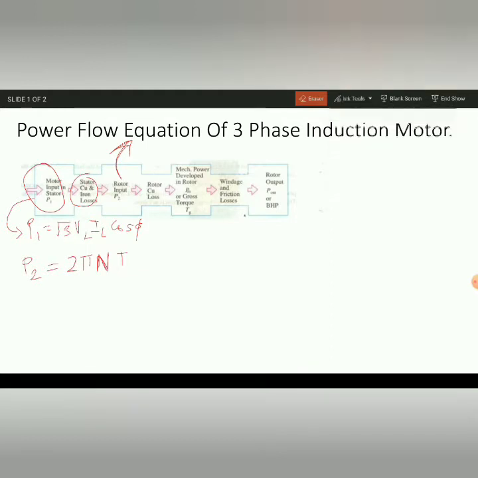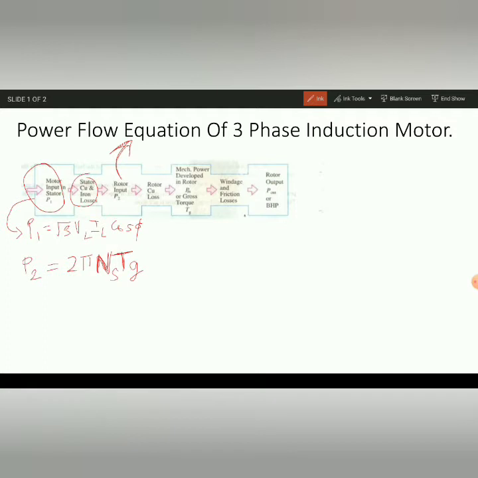Okay, 2 pi nT. Now we have to think about which speed and which torque we will be getting, because now, excluding the stator loss, it is coming to the rotor. When it is coming to the rotor, there won't be any further loss, it is just an input. So here we have to consider only the synchronous speed, because the rotor has not yet started to rotate, and this is the gross torque, the total torque, there is no loss in the torque. Okay, P2 equal to 2 pi ns Tg.